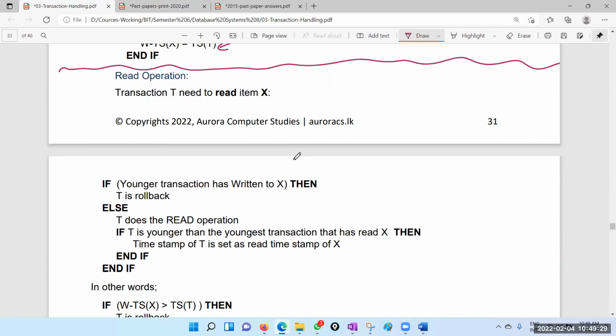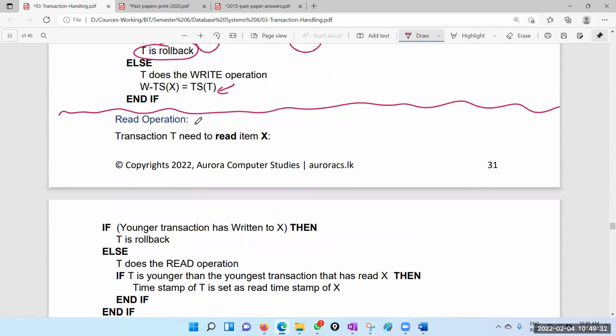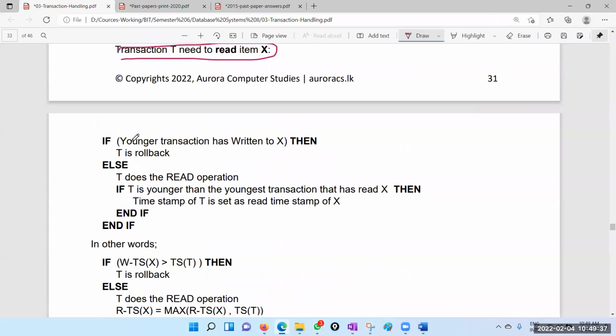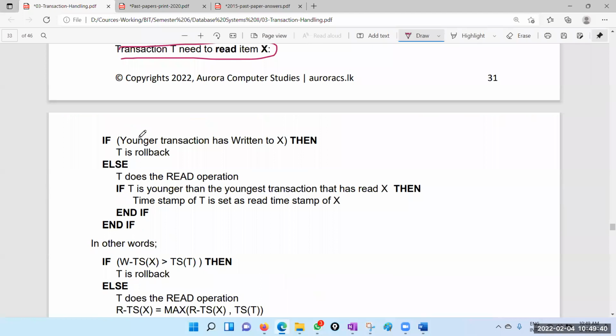That's it, right? Now let's see what is happening in the timestamp based approach. Now the transaction T needs to read the item X. Now remember, when you read, you check the write lock. Same thing. You check the write timestamp of the resource. If a younger transaction has written to it, you roll back. Else, that means a younger transaction has not written to that resource, so now you can read it.